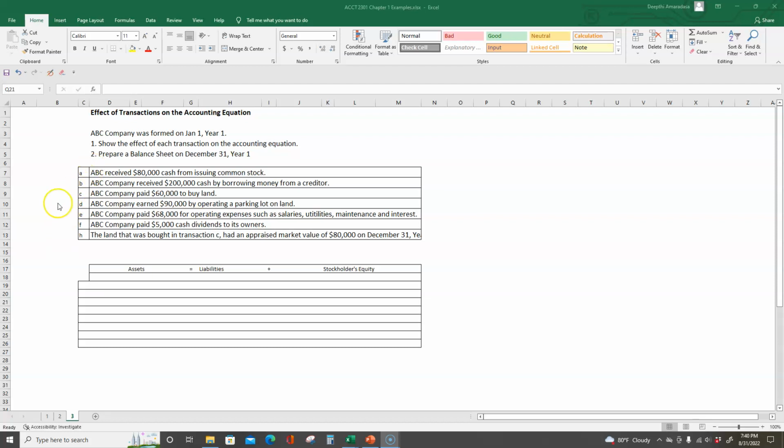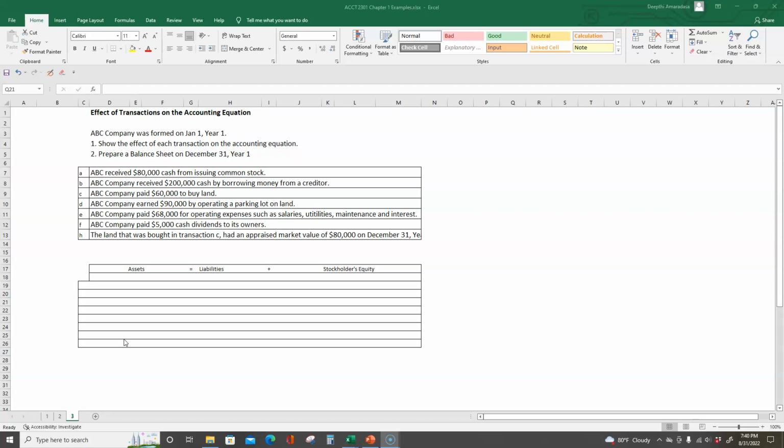So before we get started, when we are looking at these transactions, whose perspective are we going to be looking at these from? Who are we? We are ABC Company. When were we born? We were born on January 1st, year 1. Now you know the accounting equation is assets equals liabilities plus stockholders' equity.